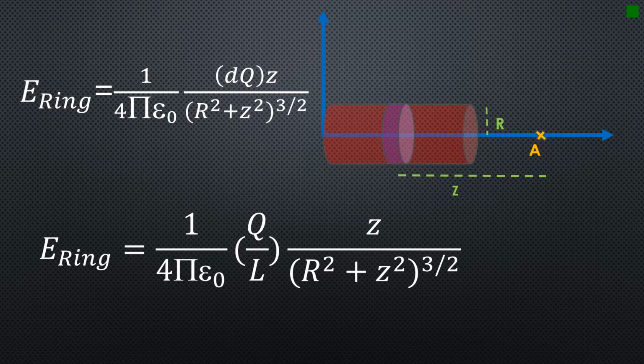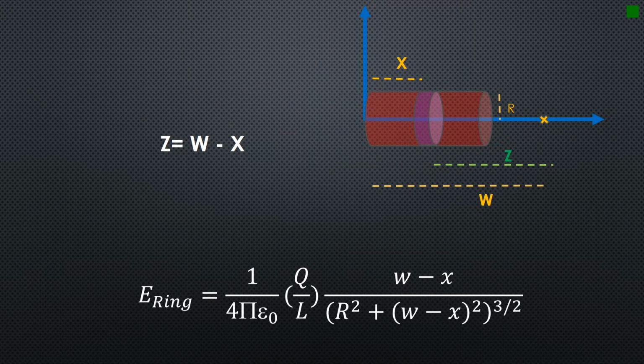The electric field at location A due to the ring is given by 1 over 4 pi epsilon naught times dq times z divided by (r squared plus z squared) to the 3 halves. Plugging in the equation for dq we found previously, we get 1 over 4 pi epsilon naught times Q over L times z over (r squared plus z squared) to the 3 halves, where r is the radius of the ring and z is the distance from the ring to location A.